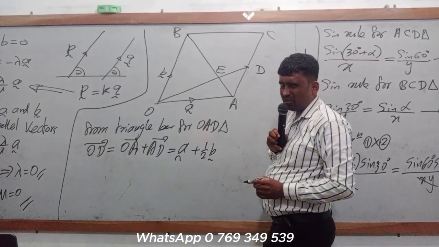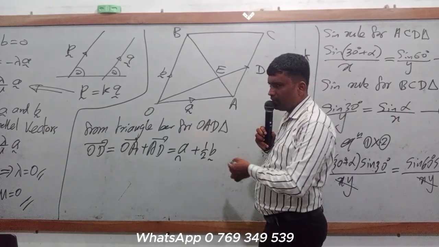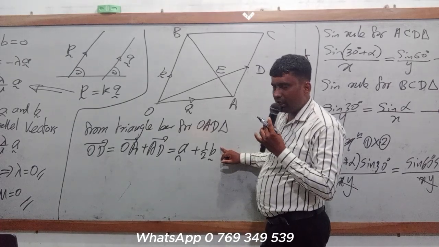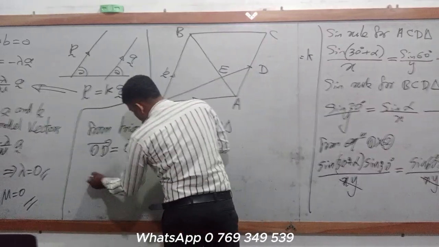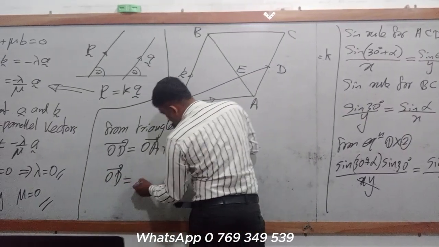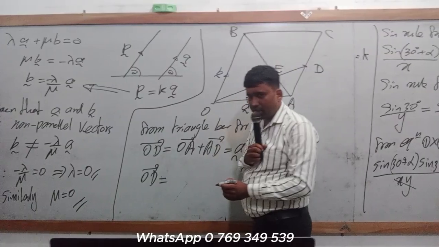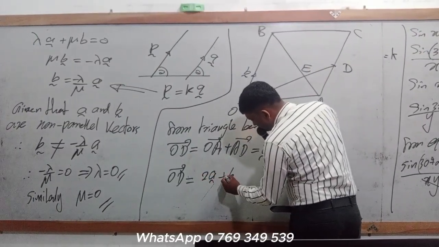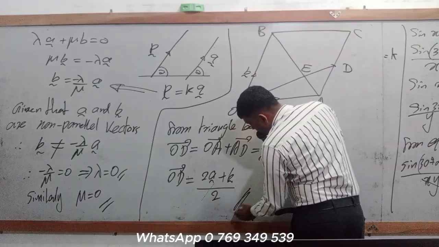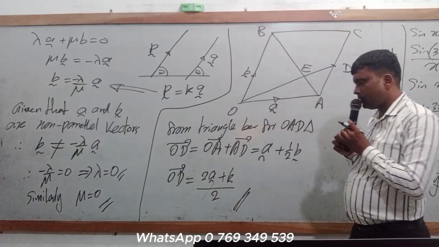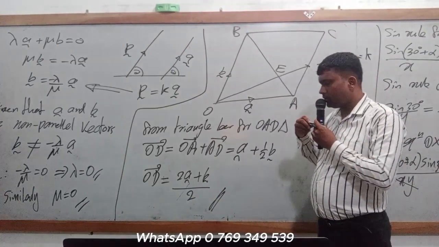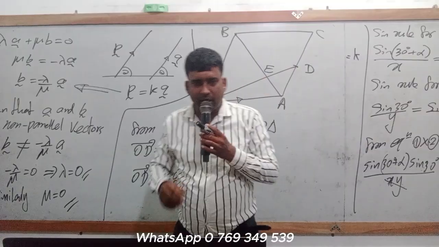You can use these things very quickly, right? No need to use half AB and so on. Some things you have to use directly, no problem. Therefore, it is (2A plus B) divided by 2. That is the answer, right? Very quickly, take that.